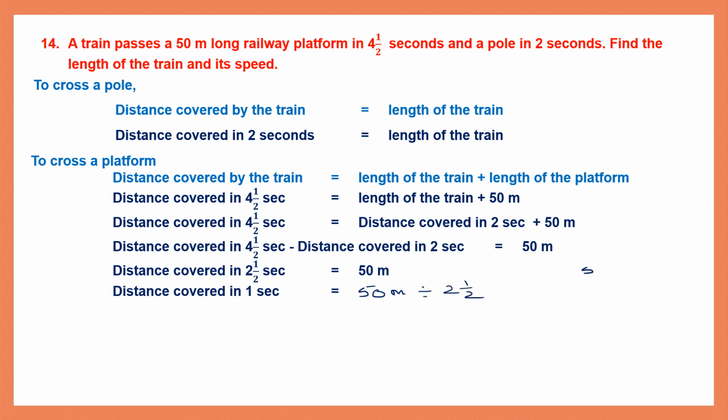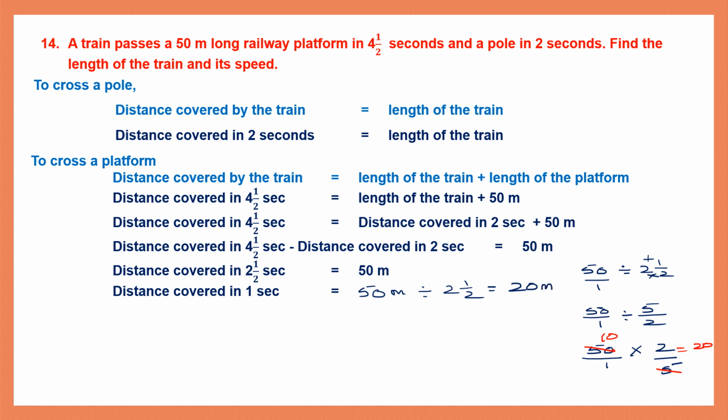So let's work that out. 50 divided by 2 and 1 by 2, so this is 50 by 1 divided by, convert this, 2 fours are 8... 2 twos are 4 plus 1 is 5, so 5 by 2. So 50 by 1, division becomes multiplication with the reciprocal, so 2 by 5. Now cancel. 5 tens are 50, 10 into 2 is 20. So the distance covered in 1 second is 20 meters.